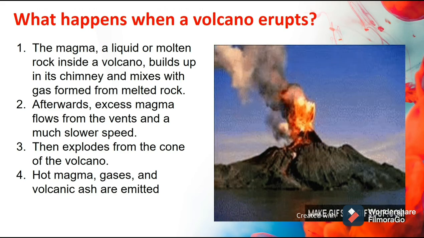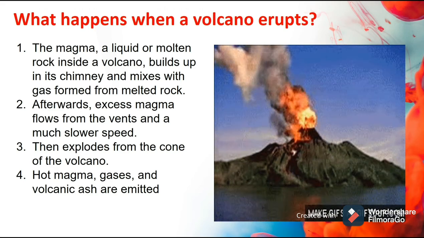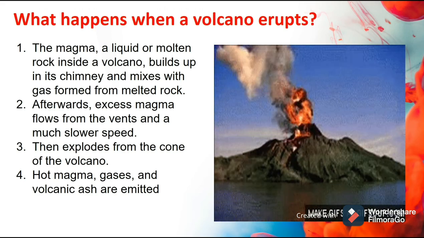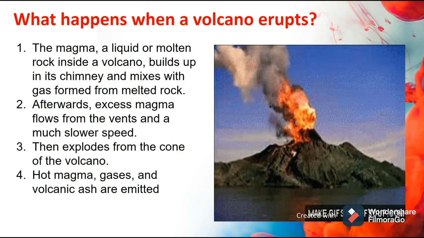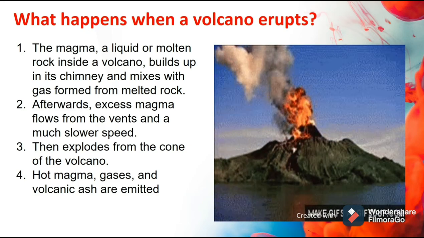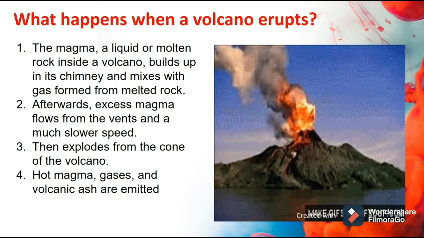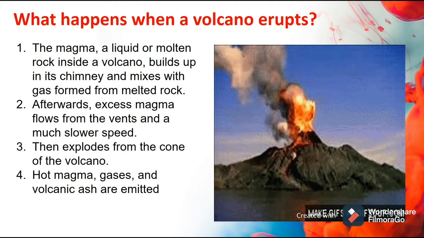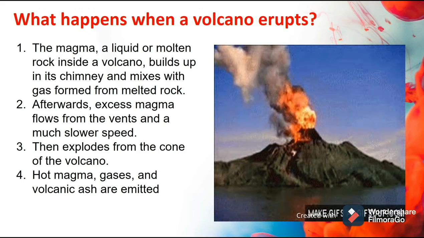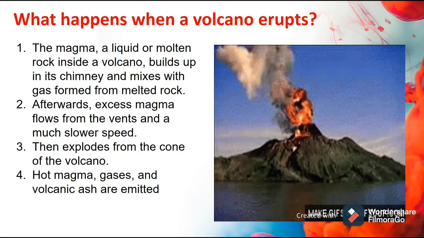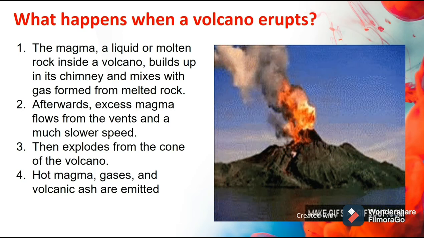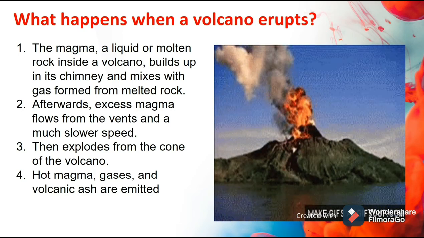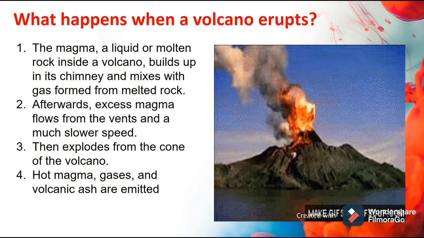This mixture is light and rises to the top. When it reaches the top, it explodes from the cone of the volcano. The pressure of the gases in the magma causes the volcano to erupt. Hot magma, gases, and volcanic ash are emitted. The explosiveness of the eruption depends on the consistency of the magma and the amount of pressure built up prior to the eruption.